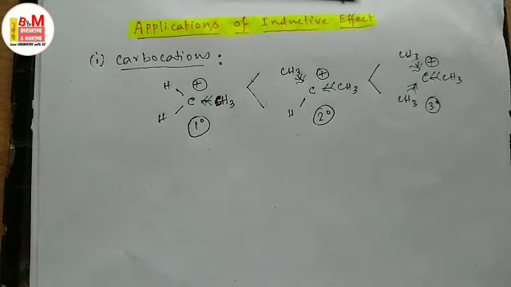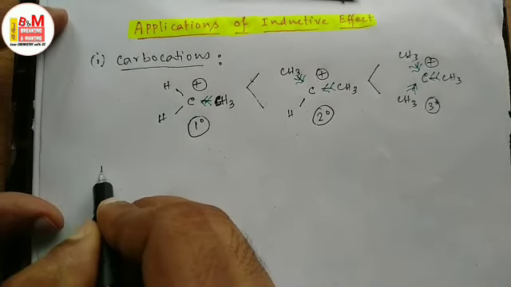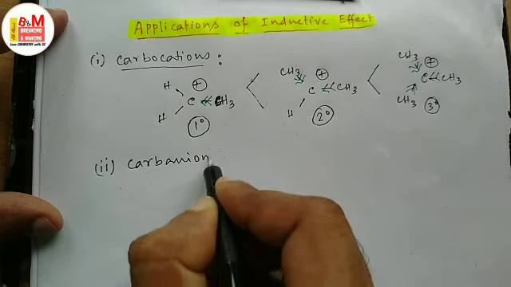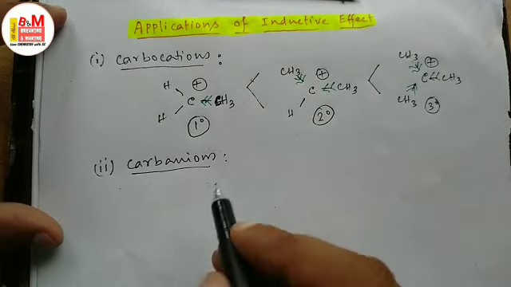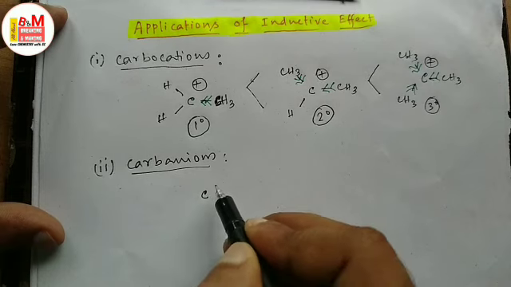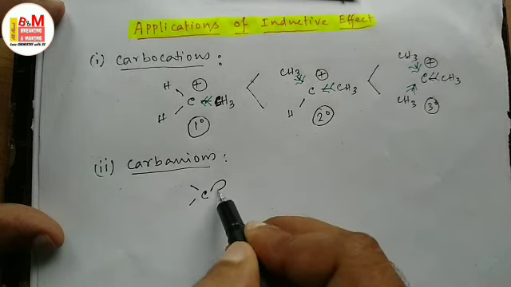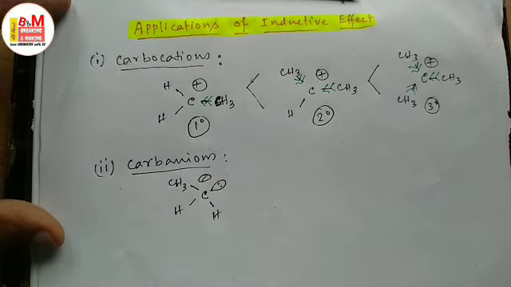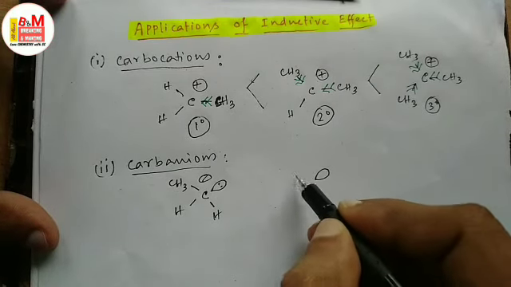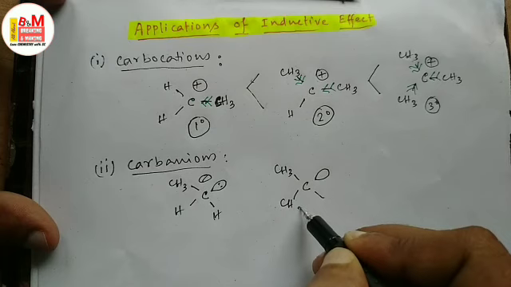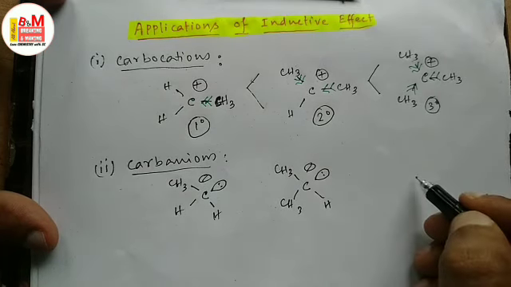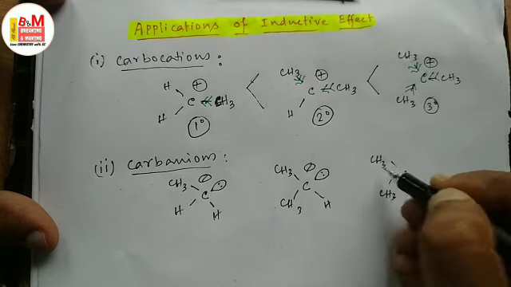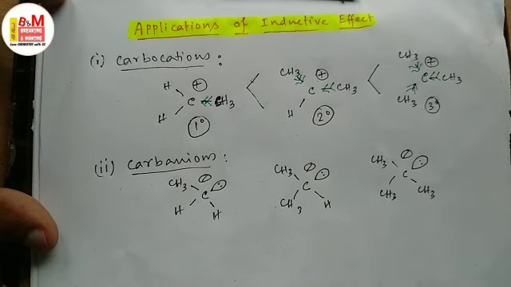Likewise, we can also explain the stability order of carbanions. Here the case will be just reverse. This is 1 degree carbanion. This is 2 degree carbanion. And this is a 3 degree carbanion.